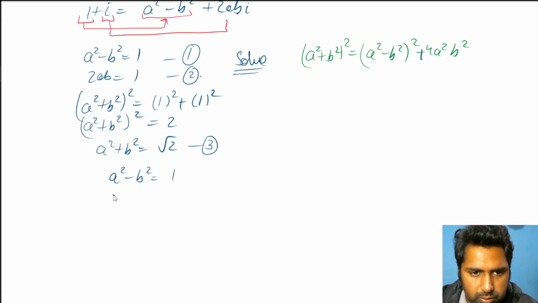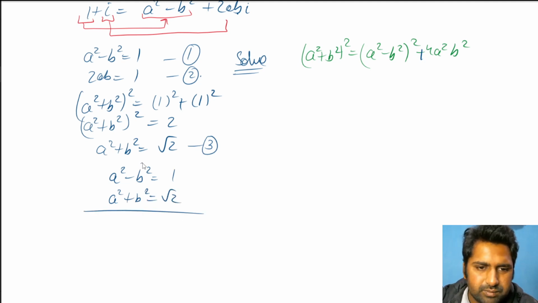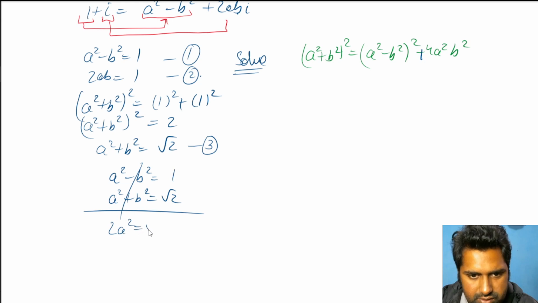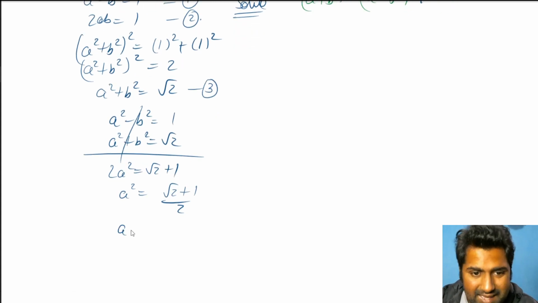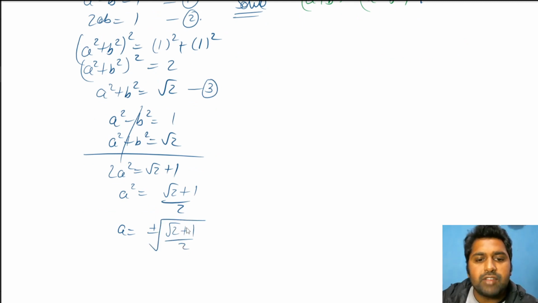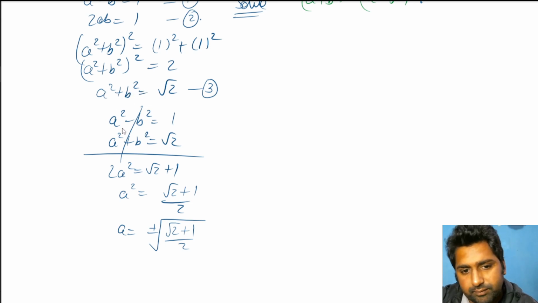A square minus b square equals 1. A square plus b square is root 2. Add them, you'll get 2a square as root 2 plus 1. You'll get a square as root 2 plus 1 upon 2, and you will get a as plus minus root of (root 2 plus 1 upon 2) inside a square root. A can be negative as well as positive. That's why I'm considering it plus minus this time. Why did I not consider it here? Because a square b square has to be positive. Okay, so this is done.